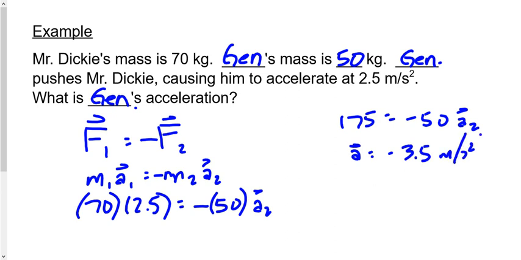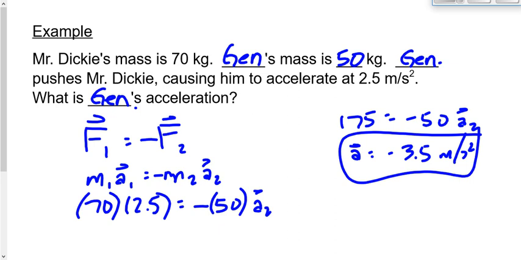Okay, two questions. Should Jen's acceleration be negative? Mine was positive, hers will be negative, because she applied a force on me in the positive direction, then I applied an equal and opposite force on her in the negative direction. So her acceleration is going to be negative. Should it be 3.5? Does that seem reasonable? Yeah, she's quite a bit lighter than I am, so her acceleration is going to be quite a bit more than my acceleration. Does that make sense? It's really as hard as it gets with this type of question.